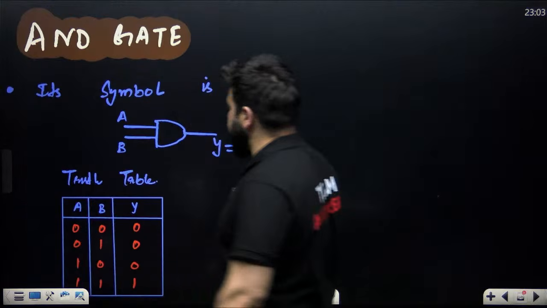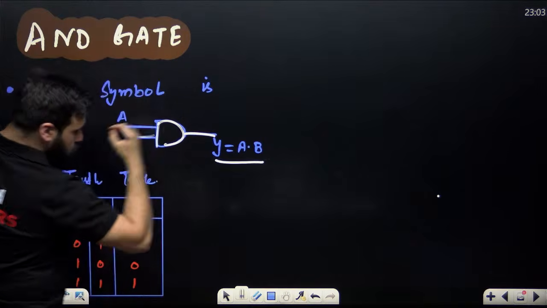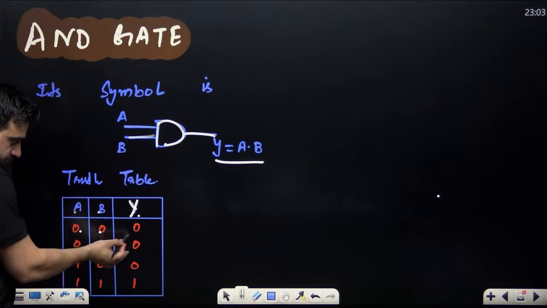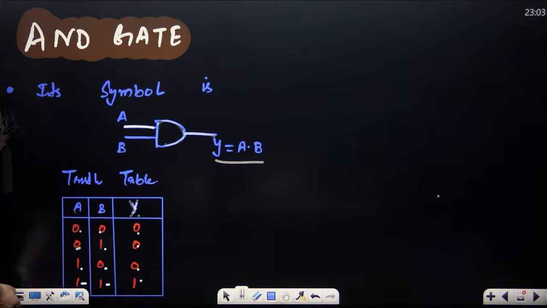Let's talk about the AND gate. This is the symbol of the AND gate. Its job is to do multiplication. Now A into B, this is output Y. 0 into 0 is 0. 0 into 1 is 0. 1 into 0 is 0. 1 into 1 is 1.